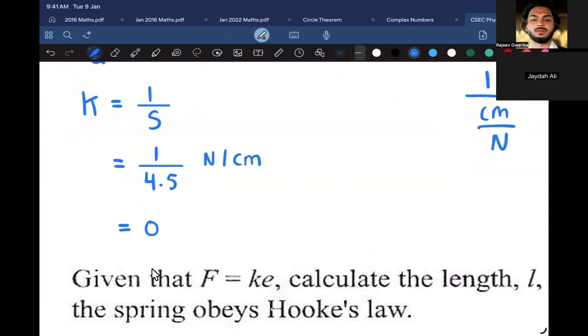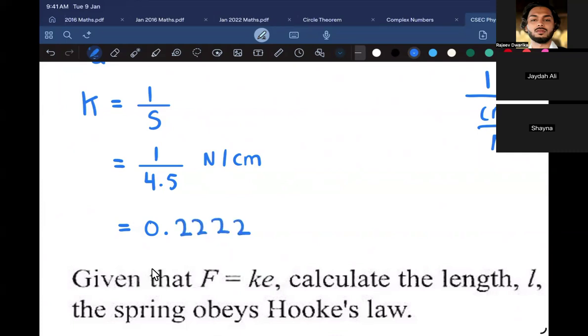In physics, we usually round things off to 2 decimal places. So if I round that off to 2 decimal places, what would I get? Let me show you what I mean. So 0.222, etcetera. This is the second decimal place. What's the number after the second decimal place? 2. So everything after the 2, I would just drop. So 0.22. Let me know if you understand.